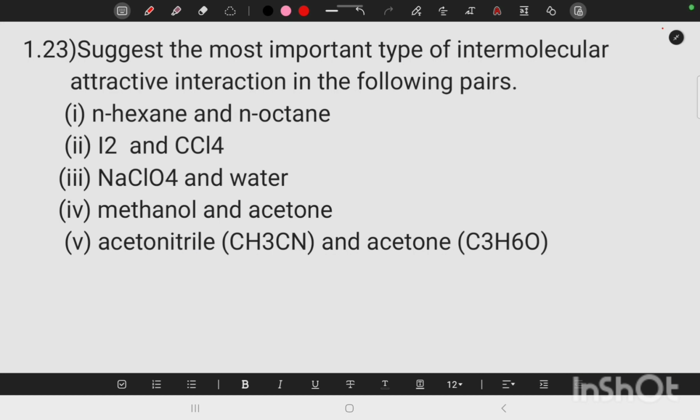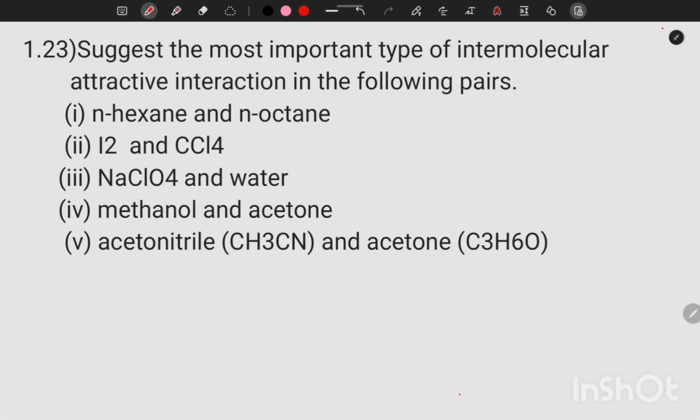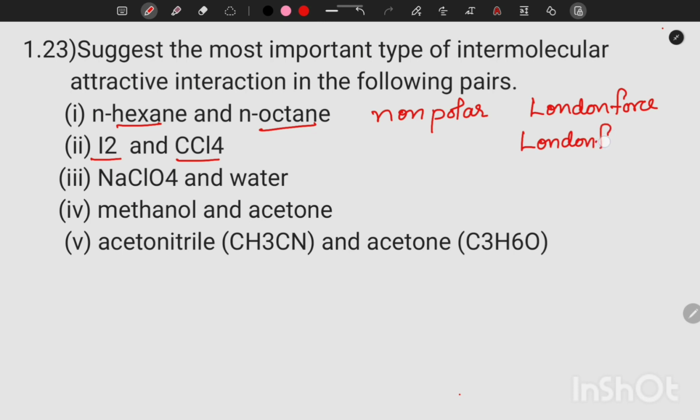Next, the most important type of intermolecular attractive interaction in the following pairs: normal hexane and normal heptane. Normal hexane and normal heptane both are non-polar molecules. So the force of attraction between two different non-polar molecules is London force, or dispersion force. Iodine is non-polar and carbon tetrachloride is also non-polar. So the force of interaction is London force or dispersion force.